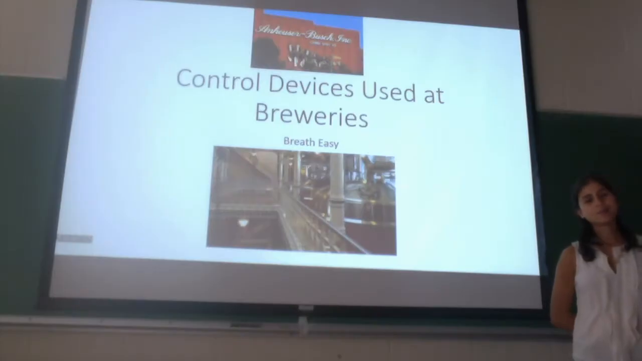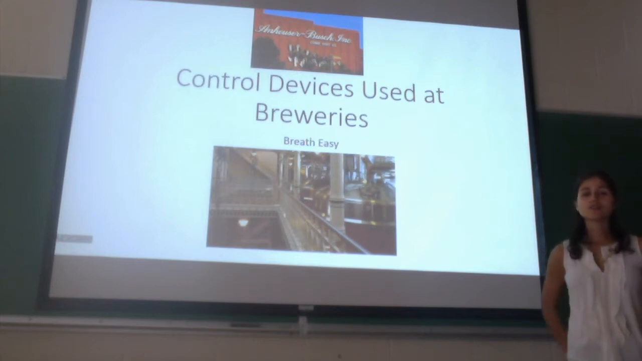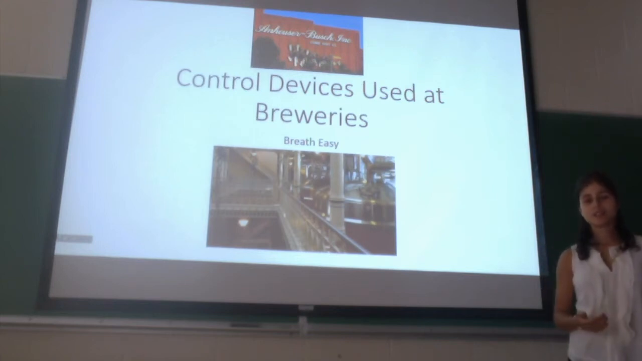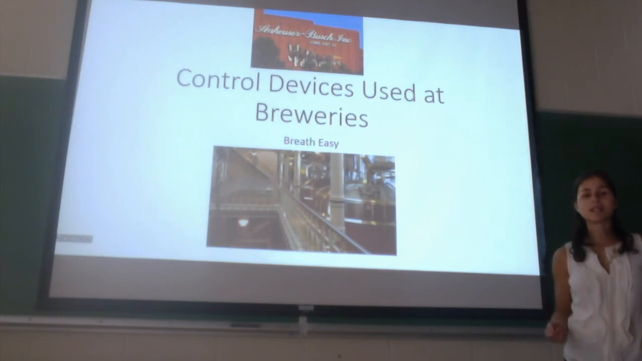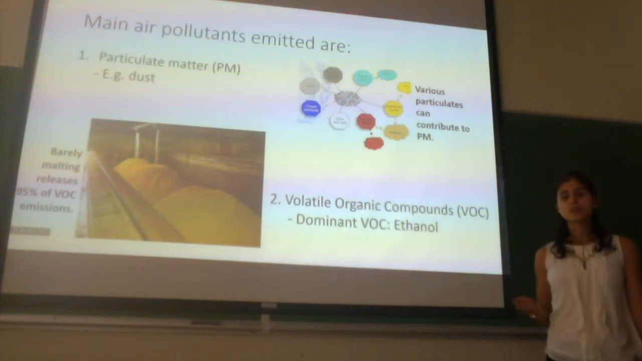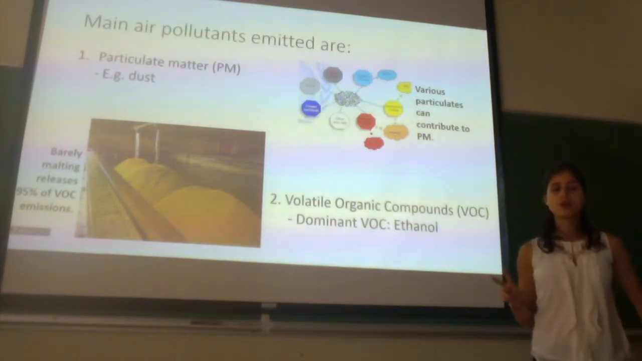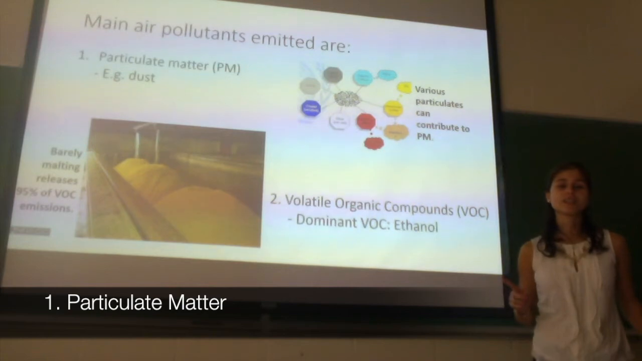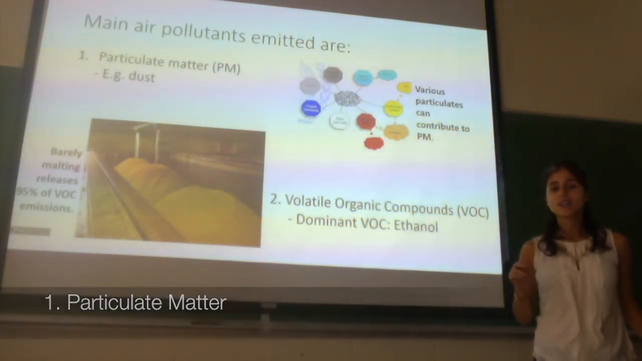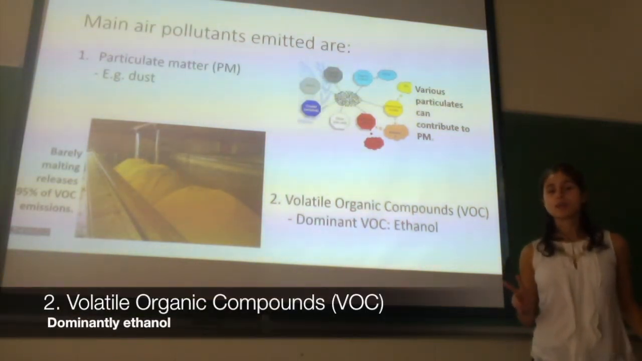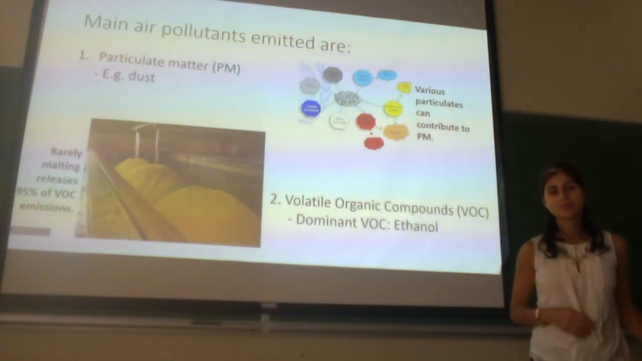Hi, my name is Monica Camacho. You heard Vanessa talk about emission standards and regulations that must be followed by industries. Now, I'll be talking to you about what air pollution control devices are used by breweries in order to meet these standards. As Kate told you earlier, two main emissions from a brewery are particulate matter, which includes dust and other various particulates, as well as VOCs, the dominant being ethanol, which is primarily released from the barley malting process.